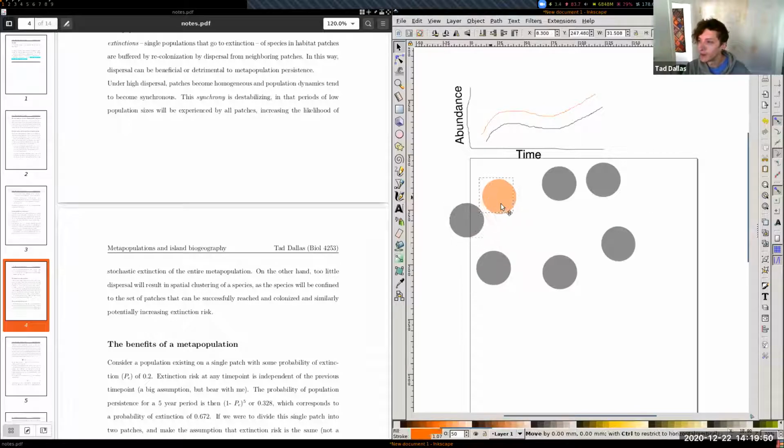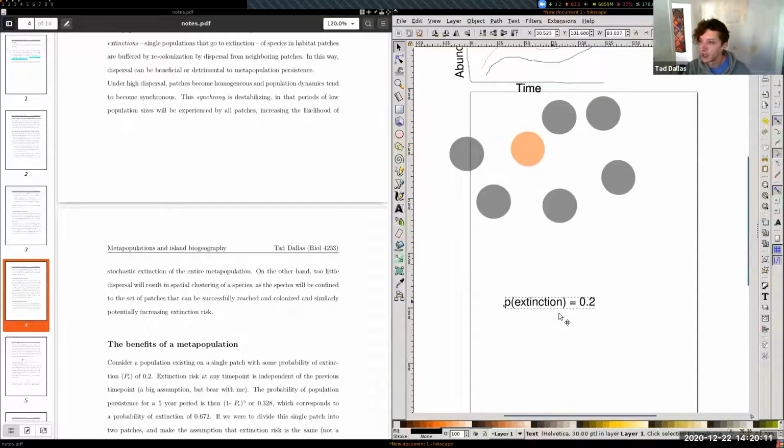So I talk about the benefits of metapopulation here through a sort of confusing thought experiment. The idea is, let's say this is not time any longer, but now you have some probability, P in parentheses, of extinction. And this is your patch that you have the probability of extinction for. That means that each time you have a 0.2, or 20%, chance of this patch going extinct.